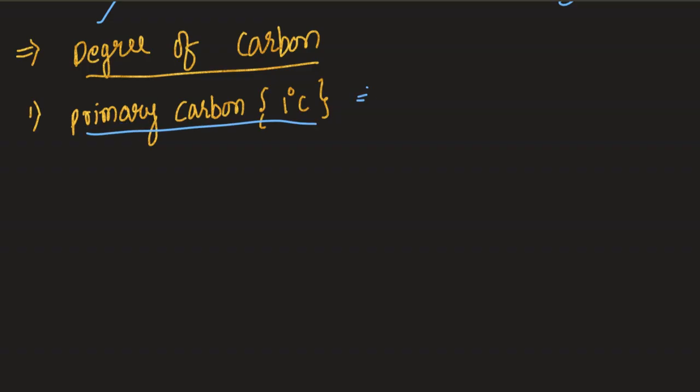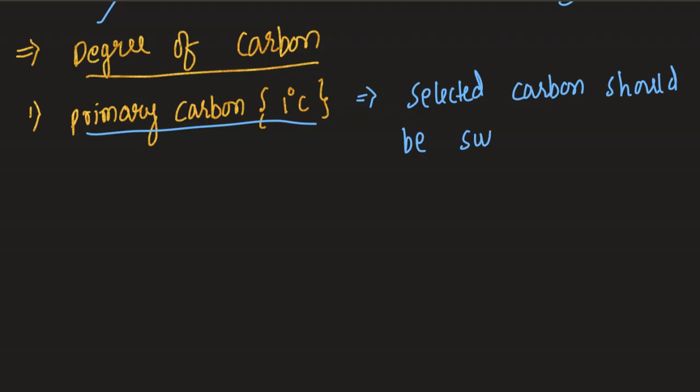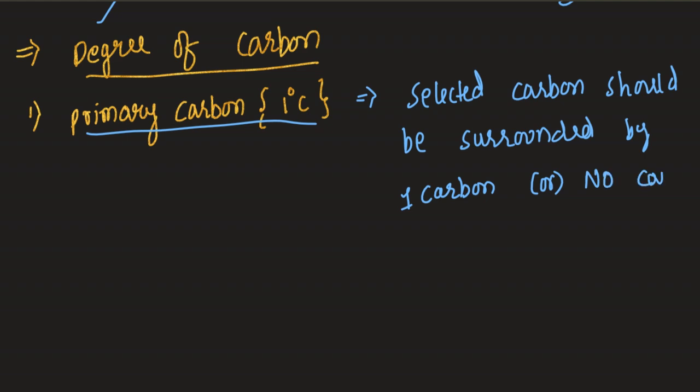Okay, right. So let us write the definition of primary carbon. What is the meaning of primary carbon? Write down: selected carbon should be surrounded by one carbon or no carbon. If the selected carbon is not surrounded by any other carbon, then that carbon is considered as a primary carbon. Or else second definition, the selected carbon should be surrounded by only one carbon.